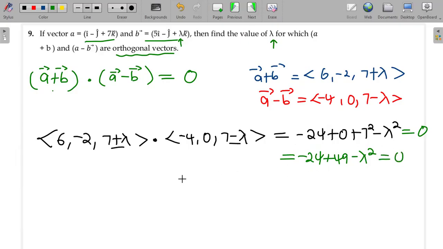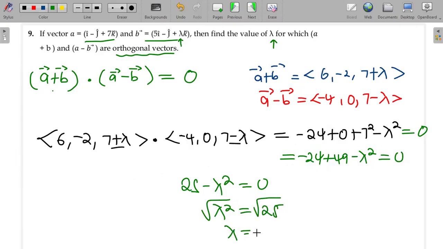So minus 24 plus 49, that is 49 minus 24, which is 25. So that will be 25 minus lambda squared is equal to 0. So lambda squared is equal to 25. We square root this side, square root that side, meaning lambda is going to be equal to plus or minus 5. Okay, so those are the values for lambda. It's either plus 5 or minus 5.